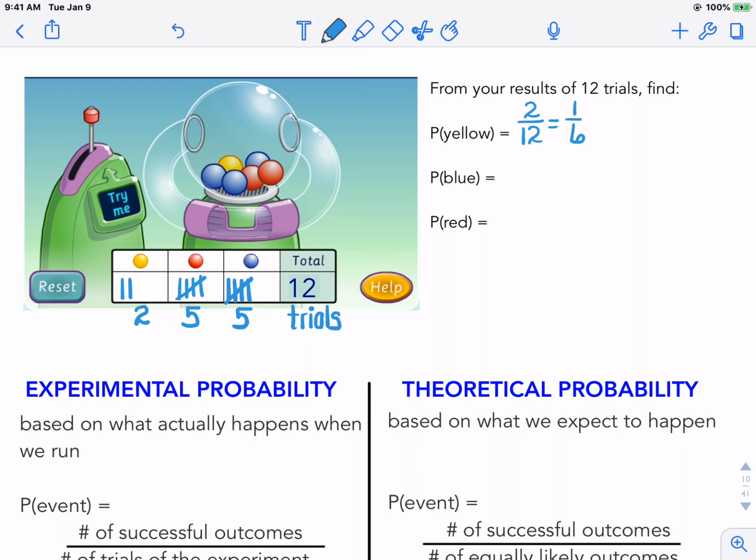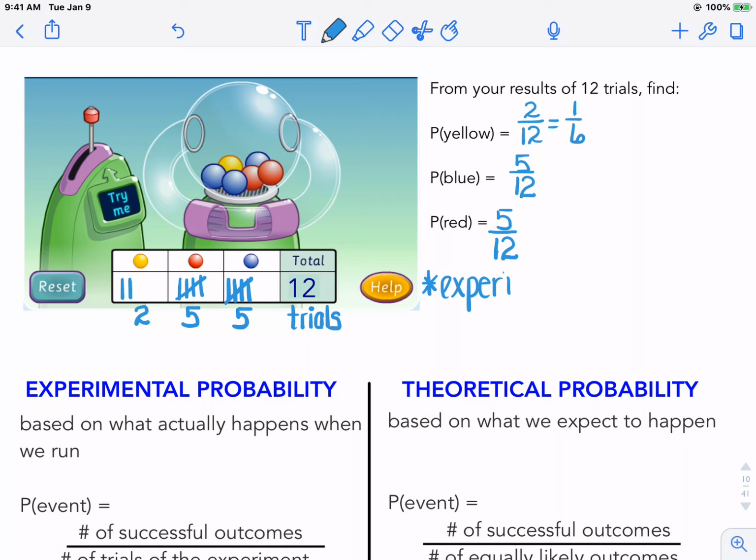My blue, or probability of blue, came up 5 out of 12 times. That does not match what we expected. We expected it to come up about half the time, which would have been 6 out of 12. And red, we did not expect to come up quite as often. I got 5 reds out of my 12. So my experimental doesn't always match my theoretical.